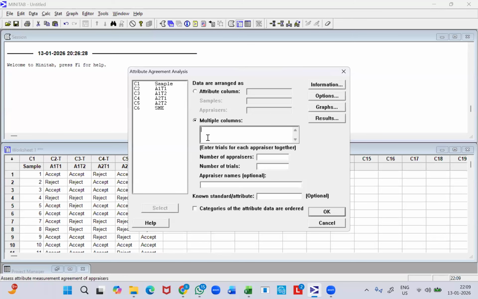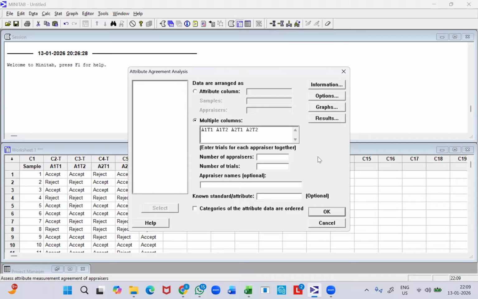If you click on the cursor inside this multiple columns field, you can see the cursor blinking here. And you'll also see the columns where you have provided the input values appearing in the left hand side pane. So we need to enter the auditor provided results here, trial 1 and trial 2 results pertaining to auditor 1 and auditor 2. So auditor 1 trial 1, auditor 1 trial 2, auditor 2 trial 1, and auditor 2 trial 2.